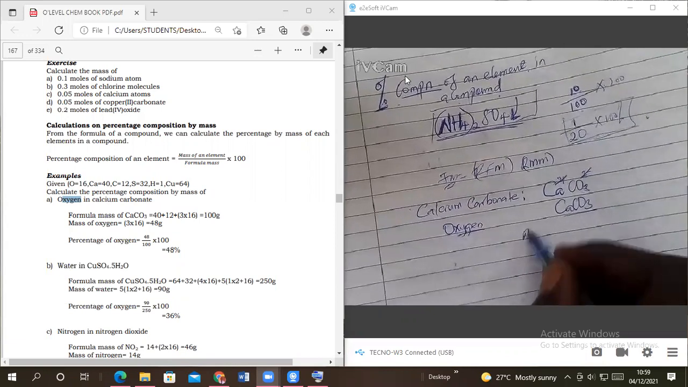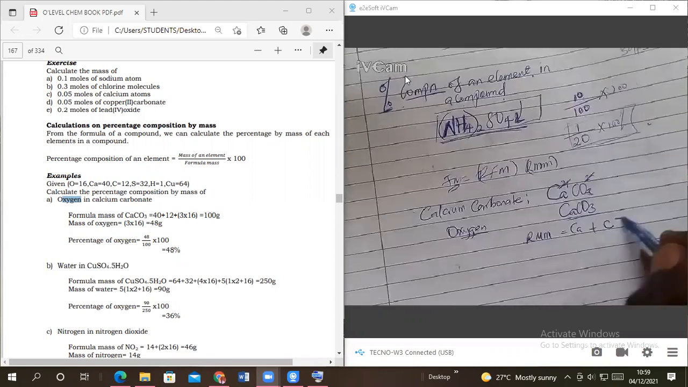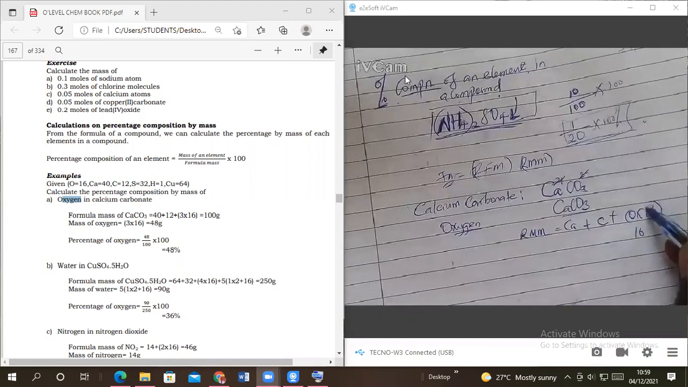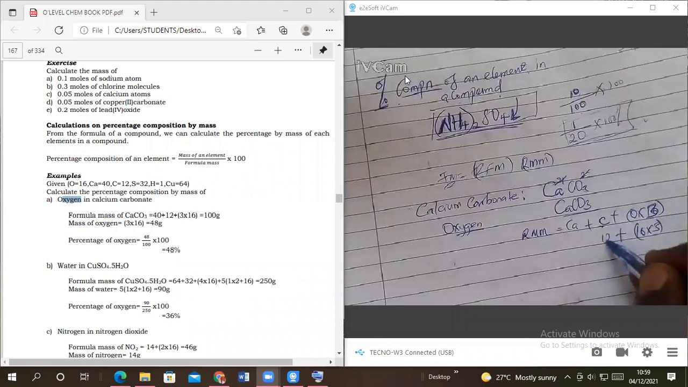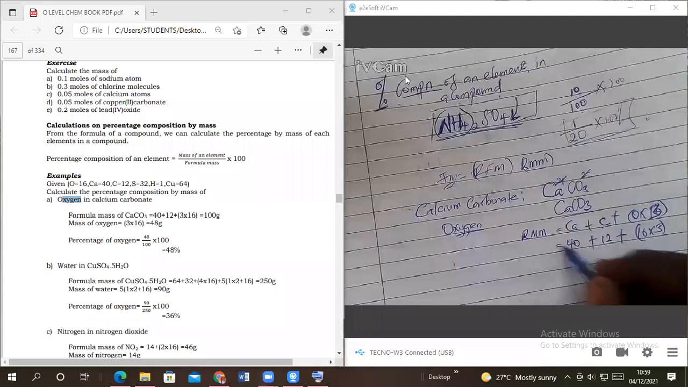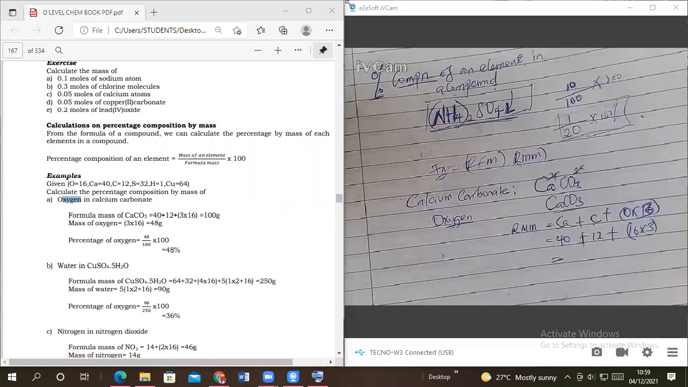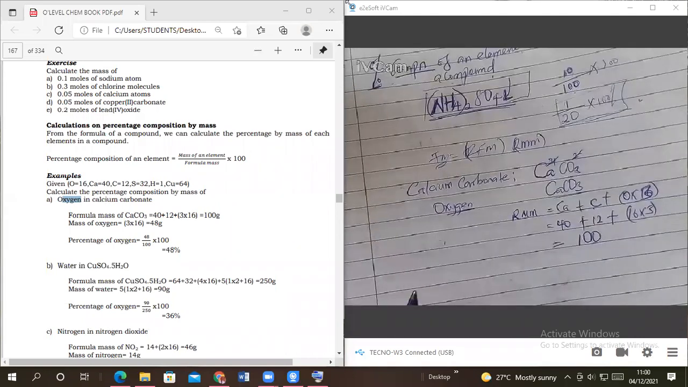Now let's look for the relative molecular mass of calcium carbonate. Calcium plus carbon plus O times 3. O is 16 times 3, plus carbon is 12, plus calcium, which is 40. What is the answer there? Do you have 100? Yes, it's 100. Very good.